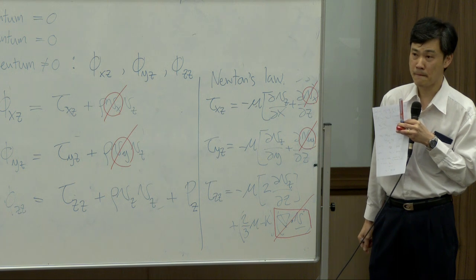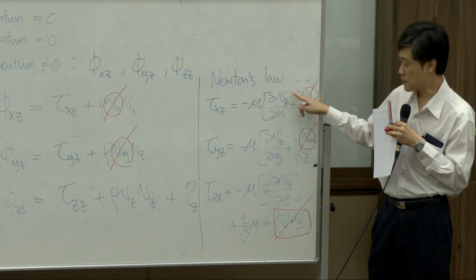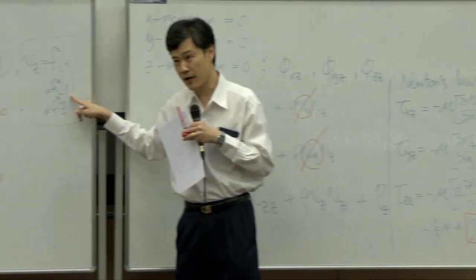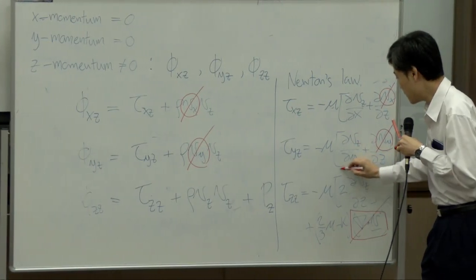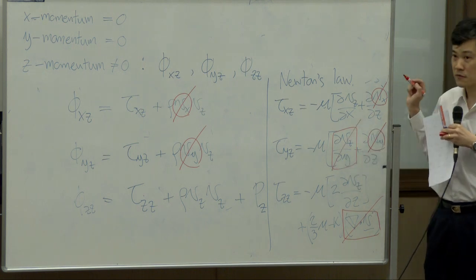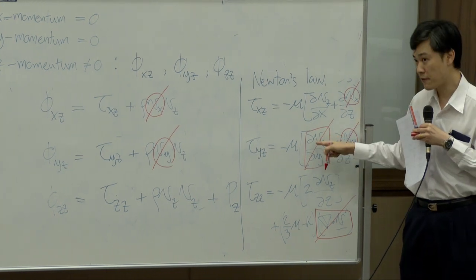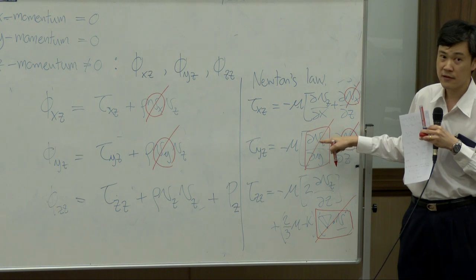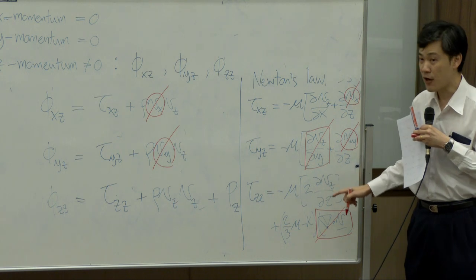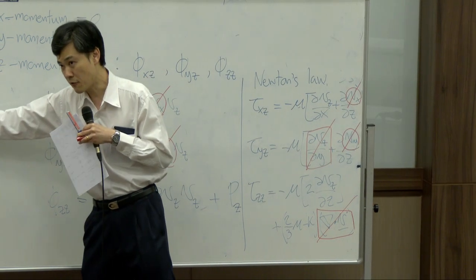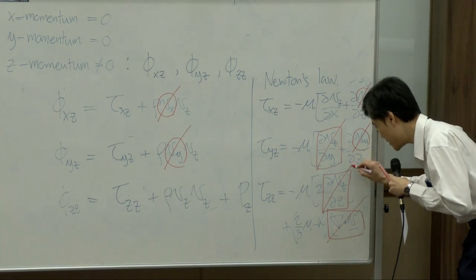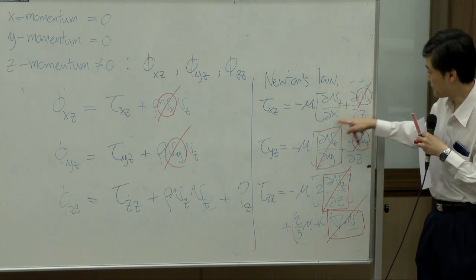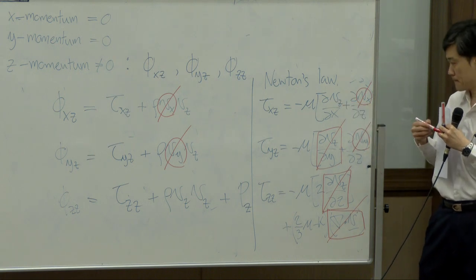What else is zero? Vz is not zero, but Vz itself is not a function of y. So differentiation of Vz with respect to y is zero. This is partial differentiation with respect to y. If Vz is not a function of y, when you differentiate, you take it as a constant, so differentiation gives you zero. Vz is not a function of z, according to this, we neglect acceleration. So Vz over z here is zero. Vz is a function of x, so this term is not zero.